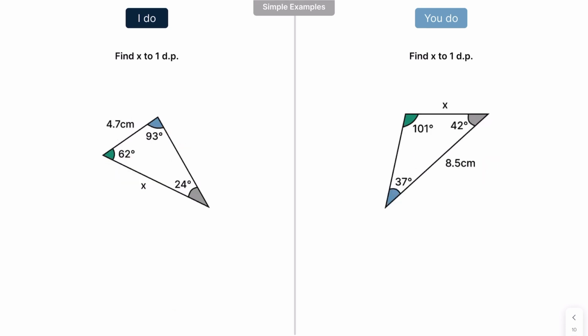Now, moving on to this one. This is a little bit more tricky because you've been given an extra angle that you don't really need. So start with the exact same principle. What is it that you're looking for in the question? x. Does x have an angle opposite it? Yes, it does.